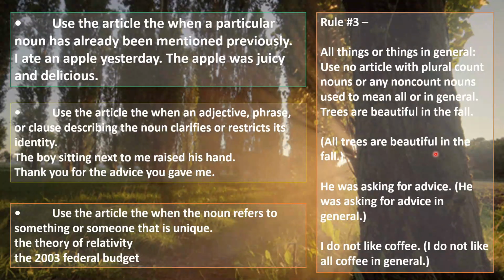All trees are beautiful in the fall. He was asking for advice, not for an advice. Because advice here is in general. I don't like coffee, not the coffee. Because I do not like all coffees in general. He was asking for advice in general. All trees are beautiful in the fall. So it is about general things.